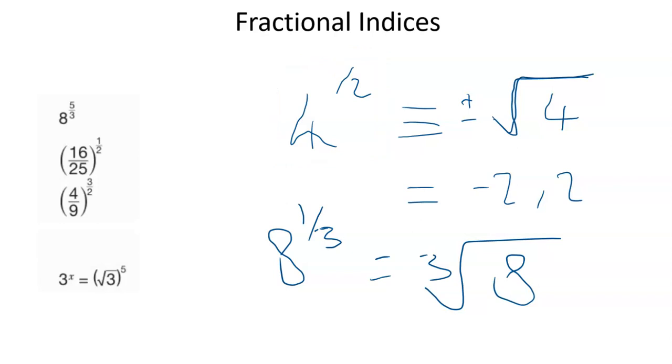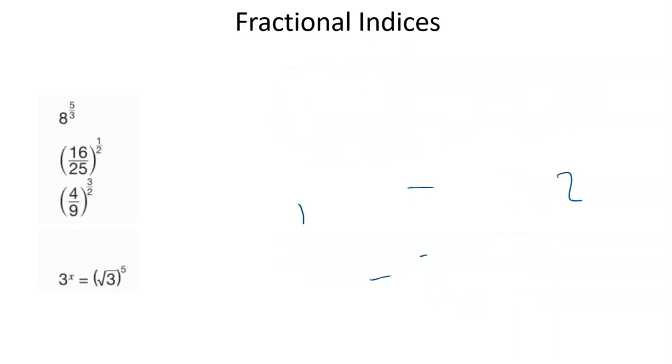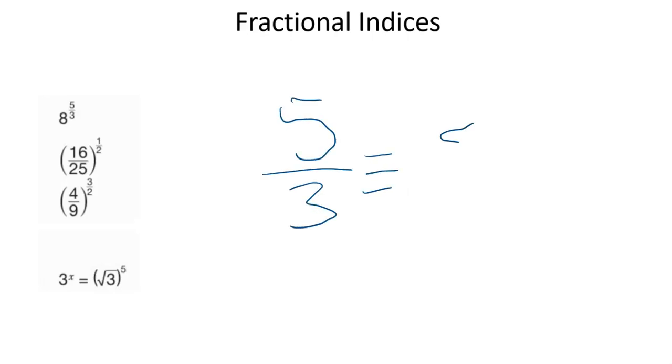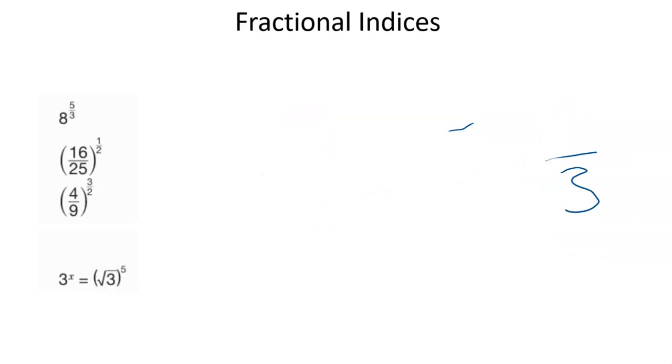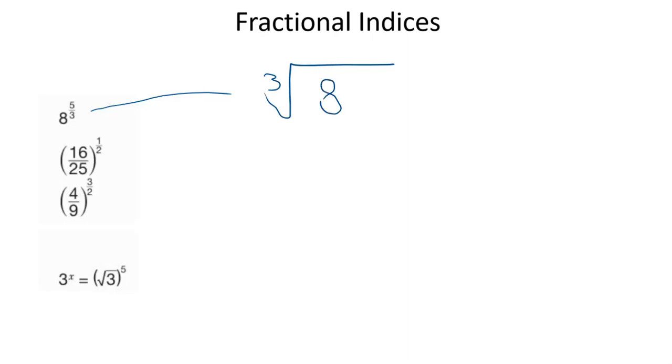Well, it actually just behaves just like any other power. In fact, you can think about 5/3 as being 5 times 1/3. In which case, this bit gives you the cube root, and this is just the power of 5. So you still have a normal power on the top, and the root is the number on the bottom. So if we take this example here, this is the same as saying the cube root of 8 to the power of 5. We've still got the power of 5 acting just as normal.